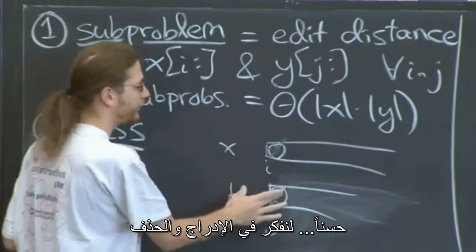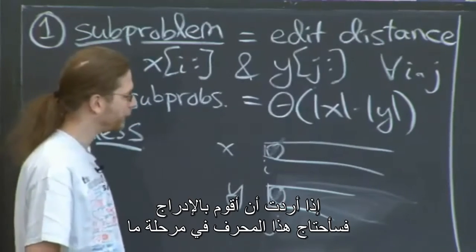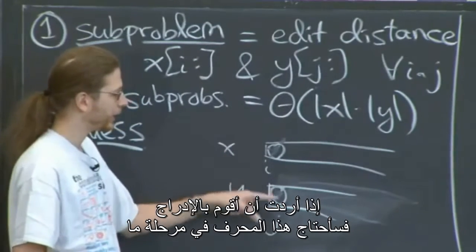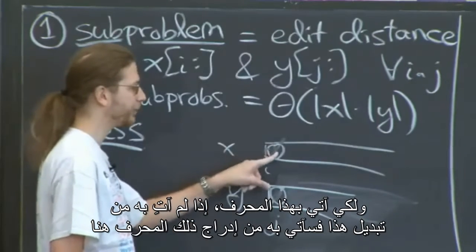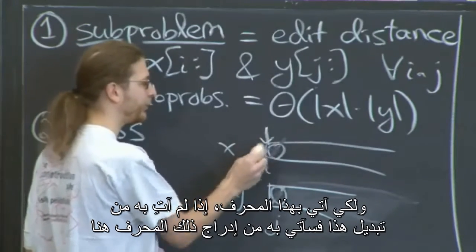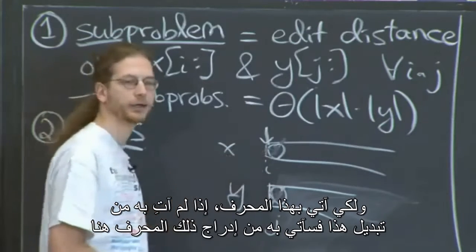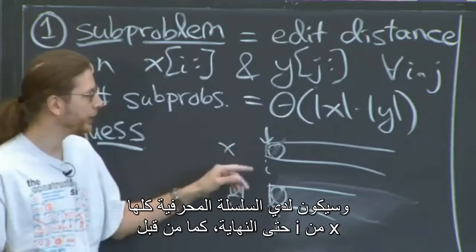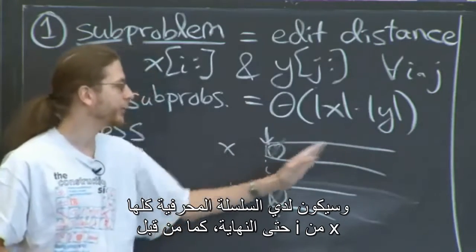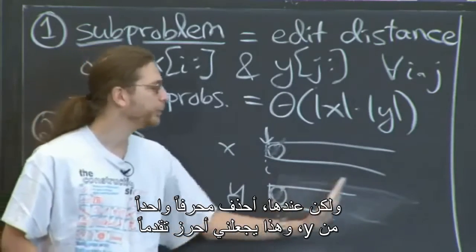OK, let's think about insert and delete. If I wanted to insert, presumably, I need this character at some point. So in order to make this character, if it's not going to come from replacing this one, it's got to be from inserting that character right there. OK, once I do that, I can cross off that newly inserted character and this one. And then I have all of the string x from i onward still. But then I've removed one character from y.